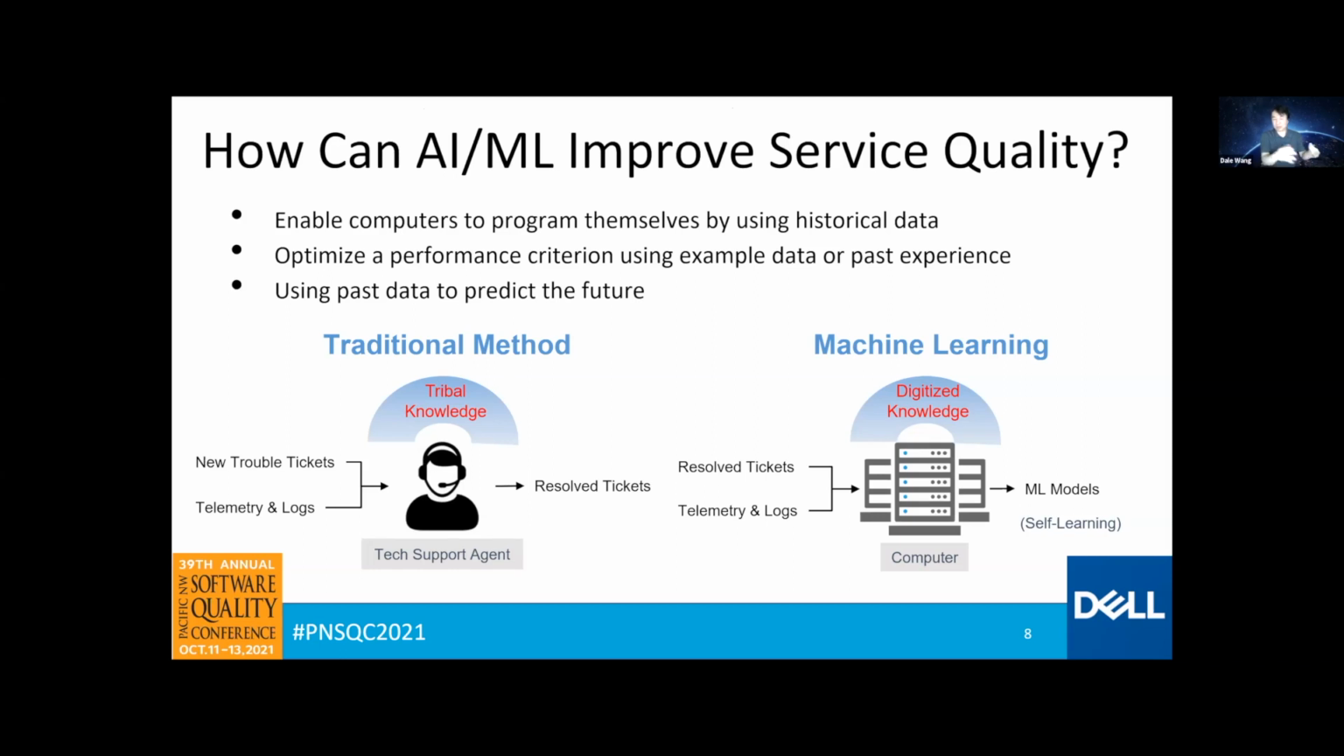So now we apply AI and machine learning, which means we take the output from before, the resolved tickets and the collection of telemetry and log data, and we digitize that knowledge through machine learning. The model encapsulates that insight, that knowledge, right? And it learns from that. And therefore, you can apply that digitized knowledge much faster, much more easily, and it will essentially scale, right?